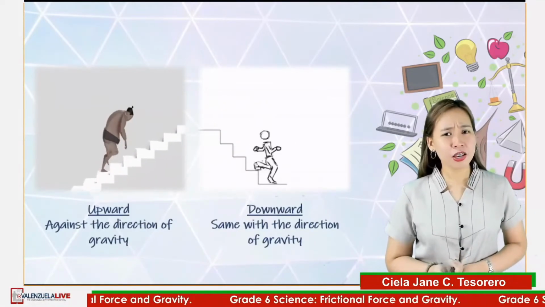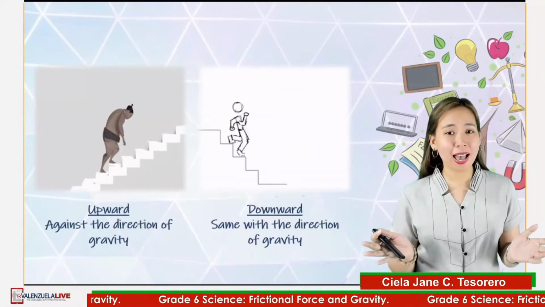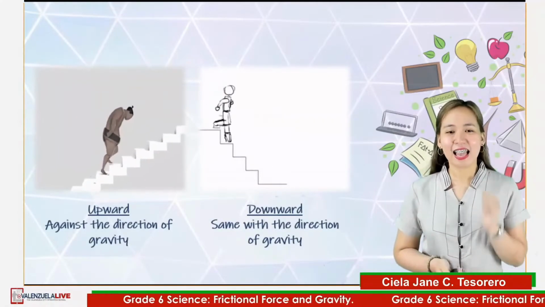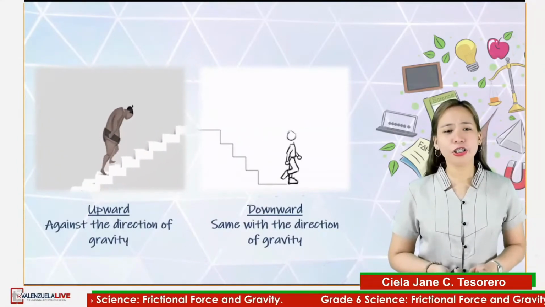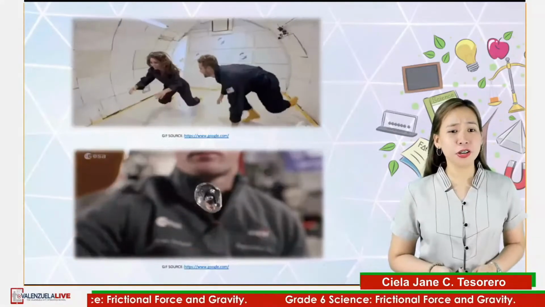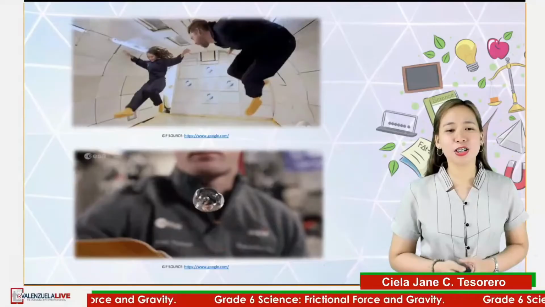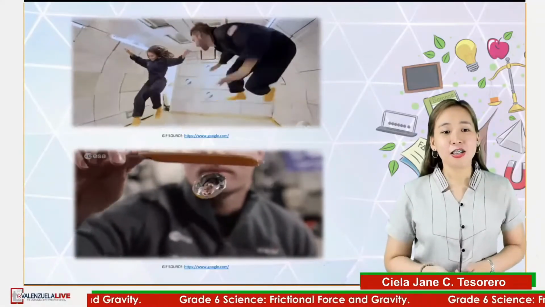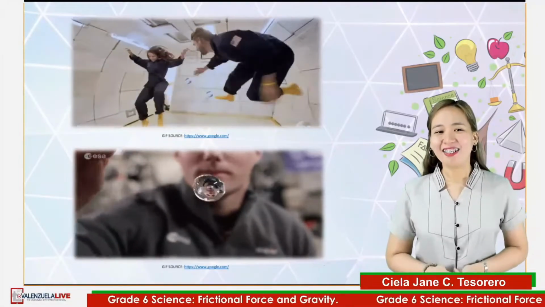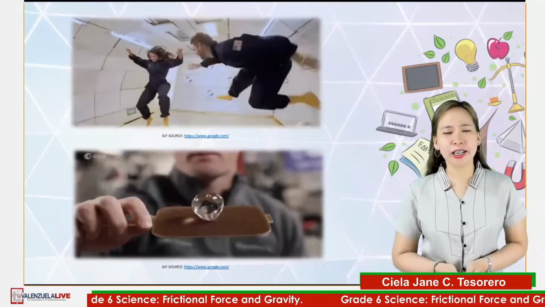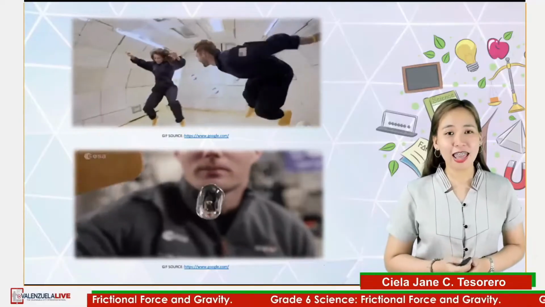What if there is no gravity? What would happen to the objects with mass? You are correct. We are no longer attracted to the surface of the earth and to other objects with mass. Therefore, we are just floating freely in the air, just like the astronauts in outer space. All right, we got so much learning about frictional force and gravity or gravitation. So now, let us sum it up.